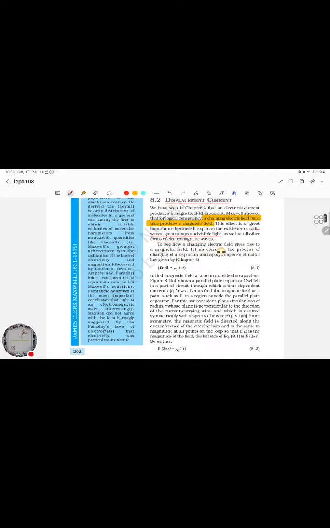To see how a changing electric field gives rise to a magnetic field, let us consider the process of charging of a capacitor and apply Ampere's circuital law given in chapter 4.